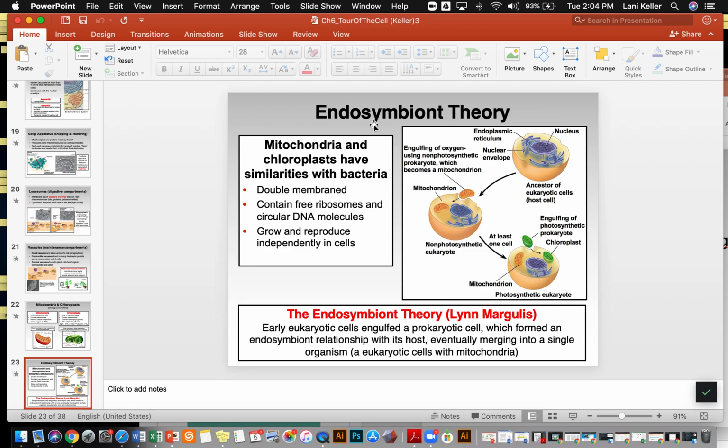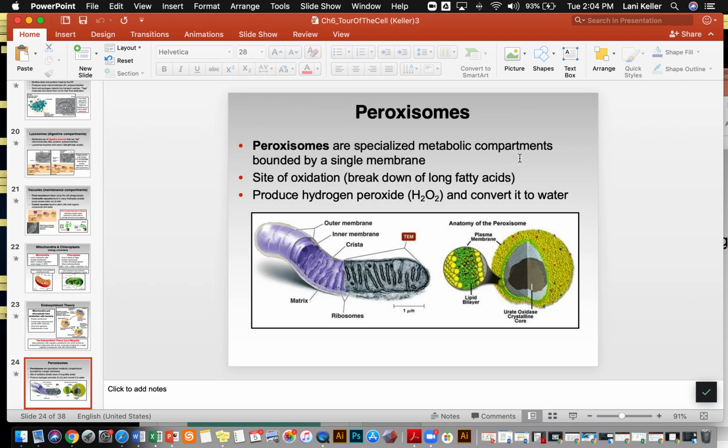You need to understand the endosymbiont theory about how a prokaryotic cell was phagocytosed by a eukaryotic cell to become these organelles, to evolve into these organelles. A mitochondria was not engulfed, all right? It was a prokaryotic cell, which then evolved into a mitochondria within the cell. Peroxisomes, boring.